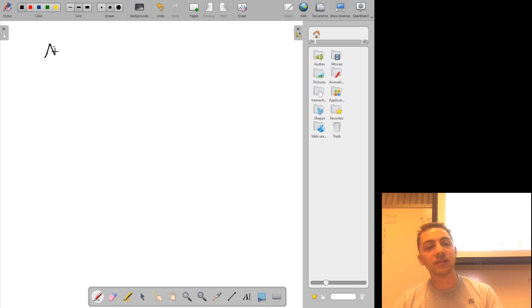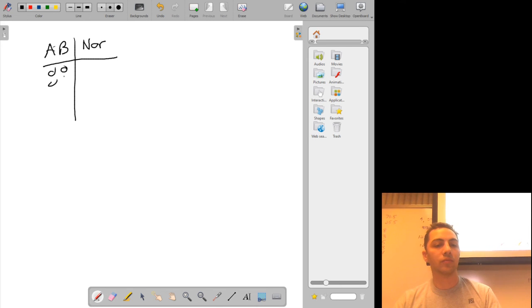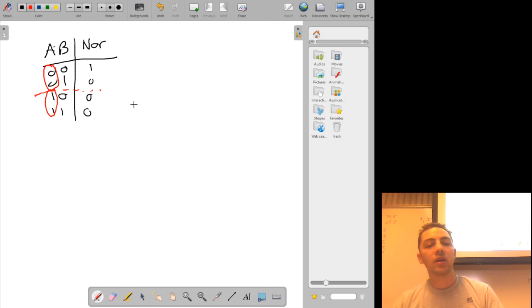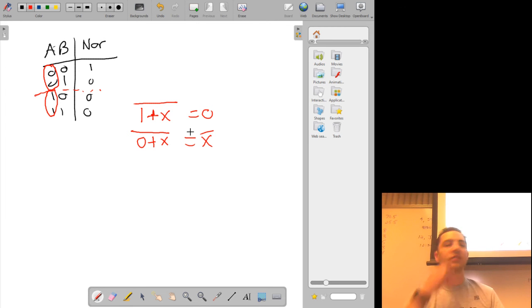So with a NOR gate, not OR, 1, 0, 0, 0. I'm going to look at this in terms of this being a fixed input and then the other one being a function. So here, if I split this up across, 1 NORed with X is always 0. 0 NORed with X is always X bar. This is just an extension of the theorems and postulates we already know.